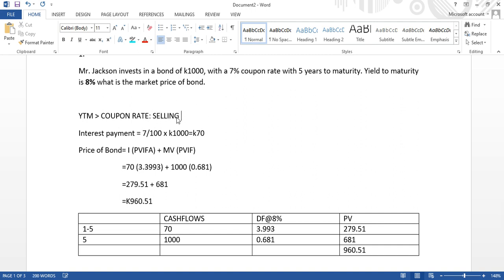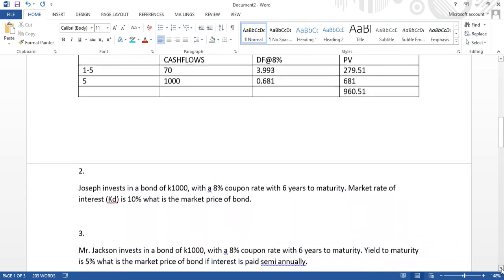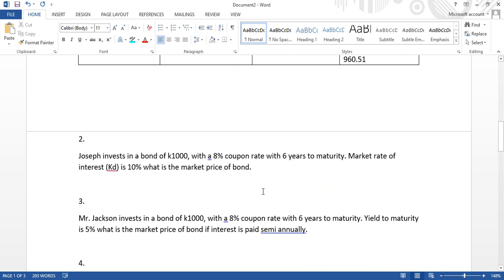So this bond here for Mr. Jackson was selling at a discount. All right, so we can go to the next one.